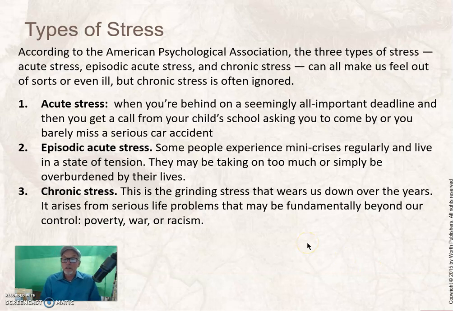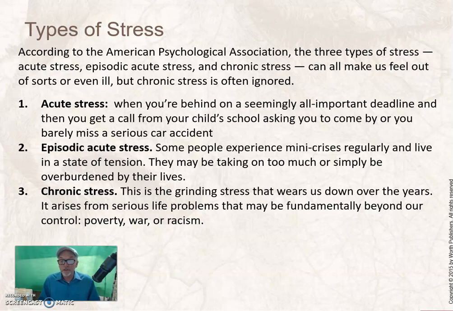So according to the American Psychological Association, there are three types of stress: acute stress, episodic acute stress, and chronic stress. And they can all make us feel out of sorts or even ill. However, and most unfortunately, chronic stress is often ignored. Acute stress is when you're behind on a seemingly all-important deadline, and then you get a call from your child's school asking you to stop what you're doing and come by. Or you barely miss a serious car accident, as we saw in the video clip.